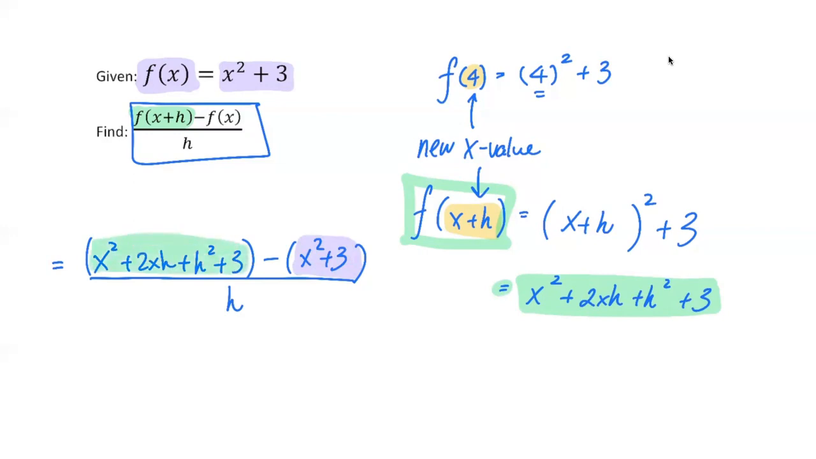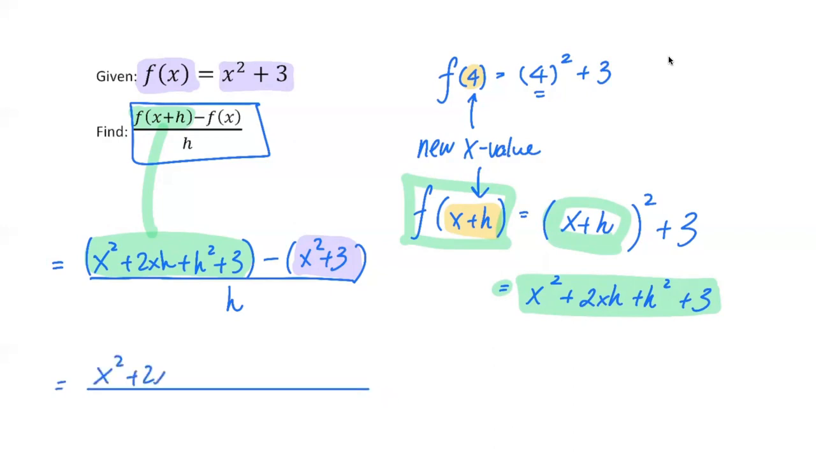So we put in f of x plus h, okay? Well, f of x plus h is x squared plus 2xh plus h squared plus 3. And the reason why we do that is because x plus h is your new x value. Okay, so you just go ahead, do the expansion, do the FOIL, and then you have this long chain of steps. And why do we want to expand it in the first place?